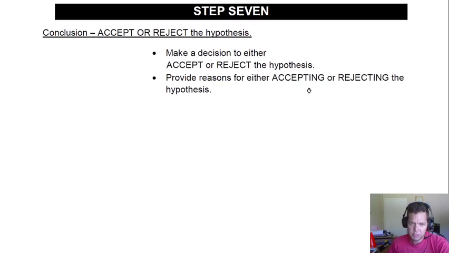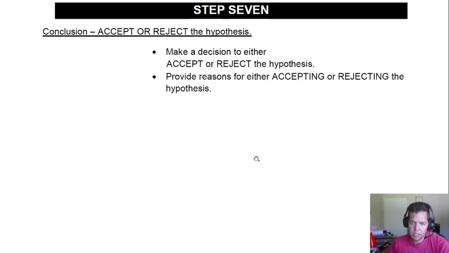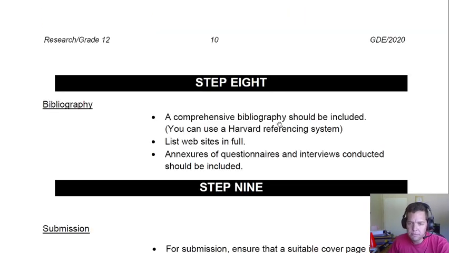Then step 7 is when you accept or reject your hypothesis in your conclusion. You would say, I accept my hypothesis, or I reject it for the following reasons. You have to have reasons for that.